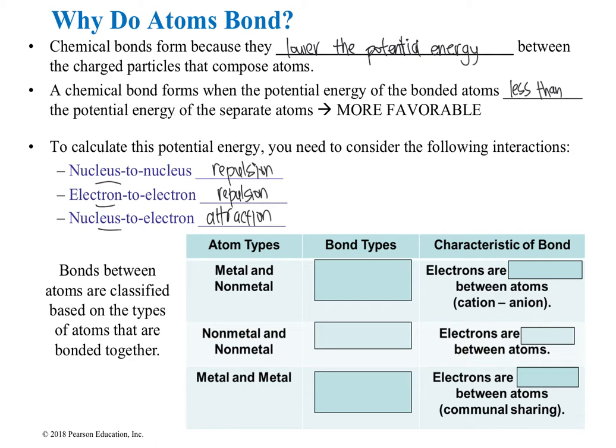We have different types of bonds depending on the types of atoms. Metal with nonmetal is going to be an ionic bond, where the electrons are transferred between the atoms. Nonmetal with nonmetal is a covalent bond, in molecular compounds, where electrons are shared. That's going to be the focus of this chapter. And metal with metal will be a metallic bond, where electrons are pulled. We'll talk about that next semester.